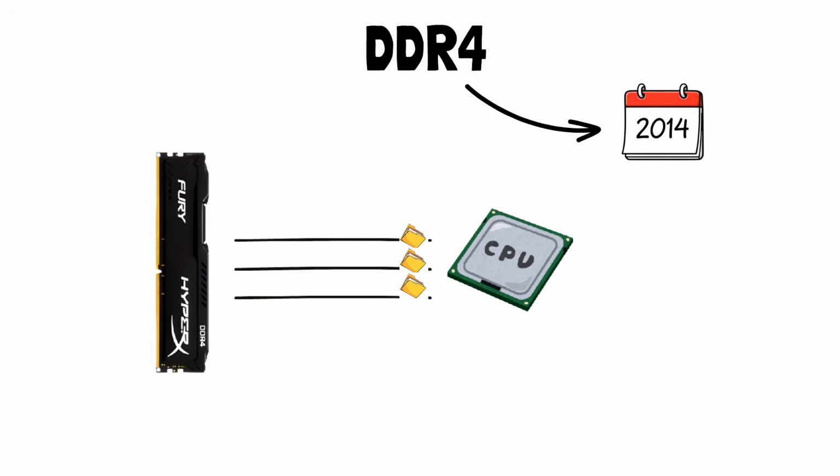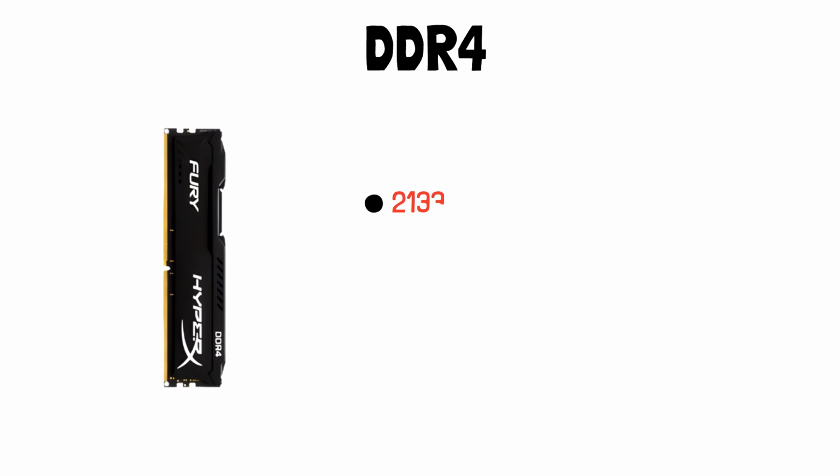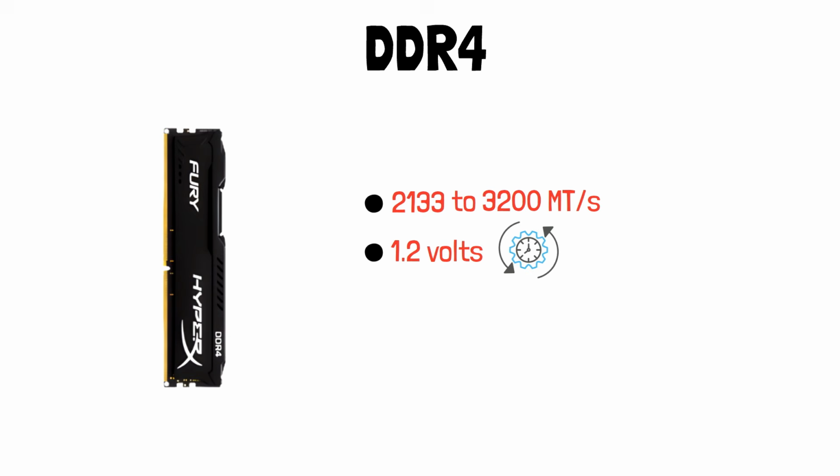DDR4. DDR4, released around 2014, focused on efficiency, stability, and higher memory capacities. Speeds started at 2133 MT per second and commonly ranged up to 3200 MT per second and beyond. Voltage dropped further to 1.2 volts, resulting in cooler systems and better power efficiency, especially for laptops.